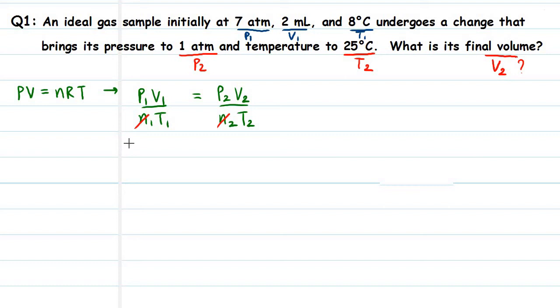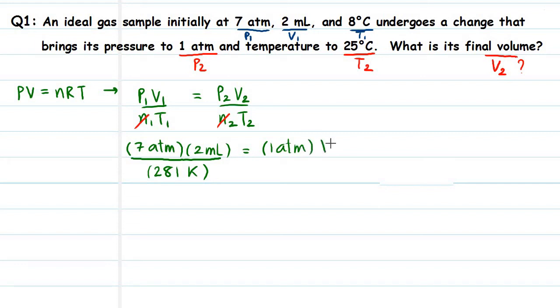So let's try. P1 is going to be 7 atm. V1 is going to be 2 mL. T1 is going to be 8 plus 273, which is 281 Kelvin. And that is equal to P2, which is 1 atm. V2 is what they're looking for. And T2 is 25 plus 273, which is 298 Kelvin.